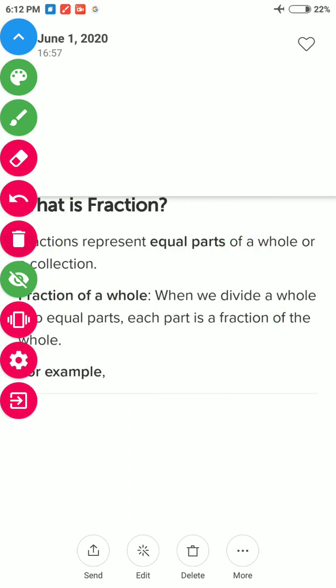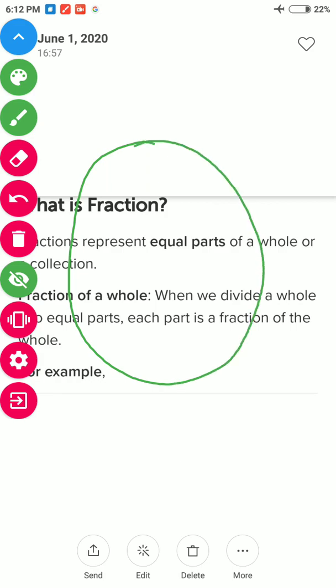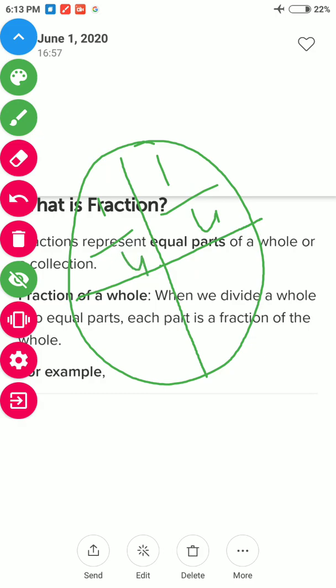So dear students, if we draw another circle, this is the center of the circle. If we draw two diameters in this example, two diameters divide a whole circle into 4 equal parts, and each part is a fraction of a whole and is denoted by 1 divided by 4, because we divide one whole circle into 4 equal parts. Each part is also called a part of a whole.